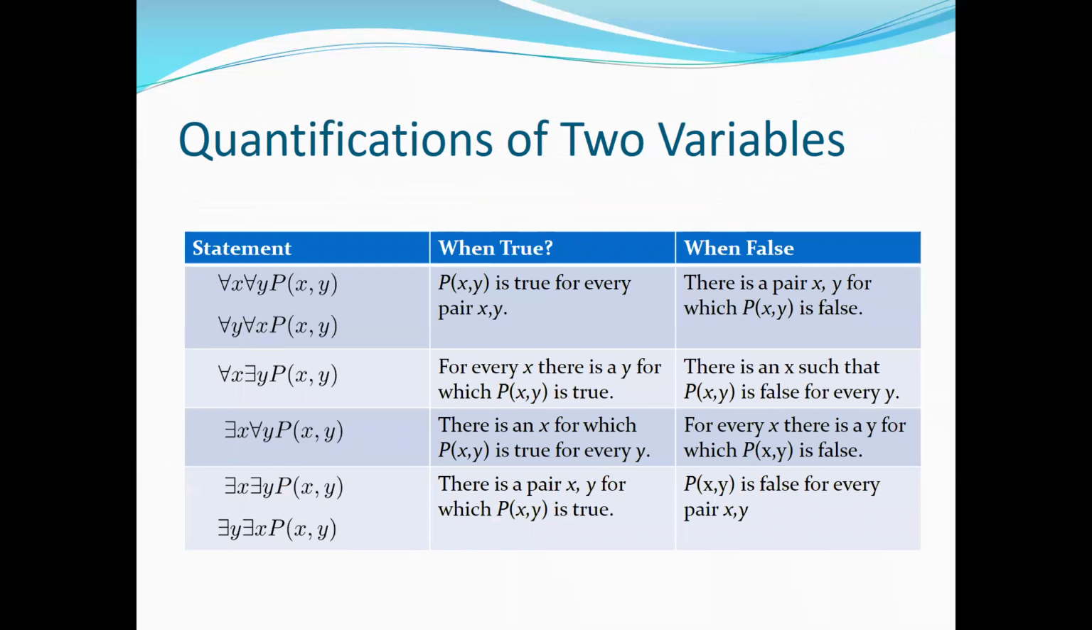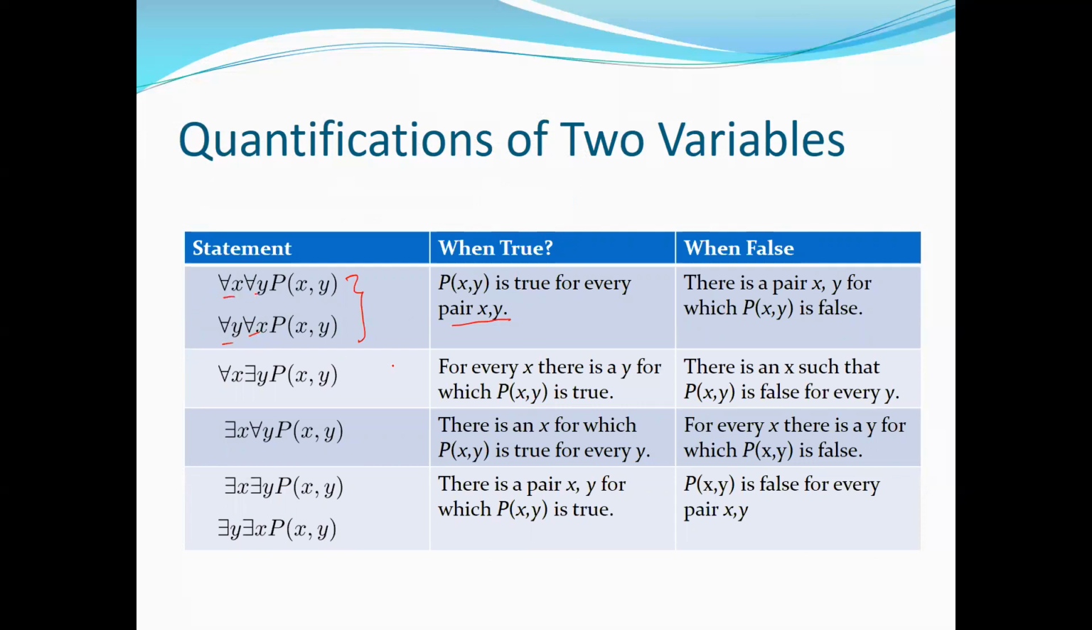So quantification of the two variables, when it becomes true or when it becomes false. In this table it is summarized. For example, if the scenario is for all x for all y, P of x comma y, or for all y for all x, P of x comma y, when will it be true? It will be true if P of x comma y is true for every pair of x comma y. So that means for every pair.